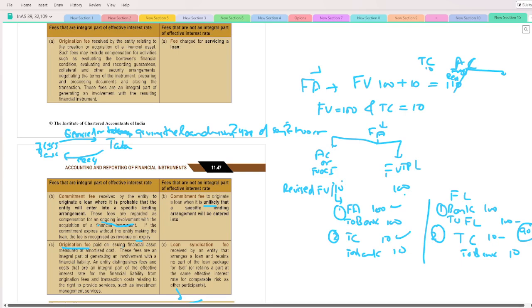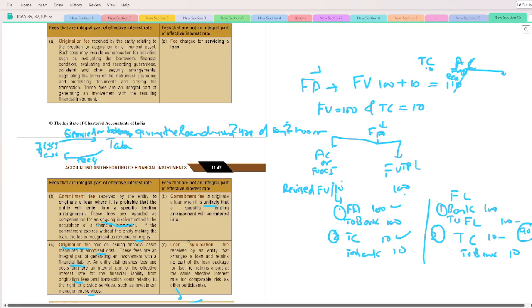Origination fee paid on issuing the financial asset measured at amortized cost. These fees are an integral part of generating an involvement with the financial liability. An entity distinguishes the fees and the costs that are an integral part of the effective interest rate for the financial liability from the origination fee and the transaction costs relating to the right to provide services such as investment management services. Okay, so this is another type where the origination fee will be there. These fees are an integral part of generating an involvement with the financial liability. So these are the three different types of fees.